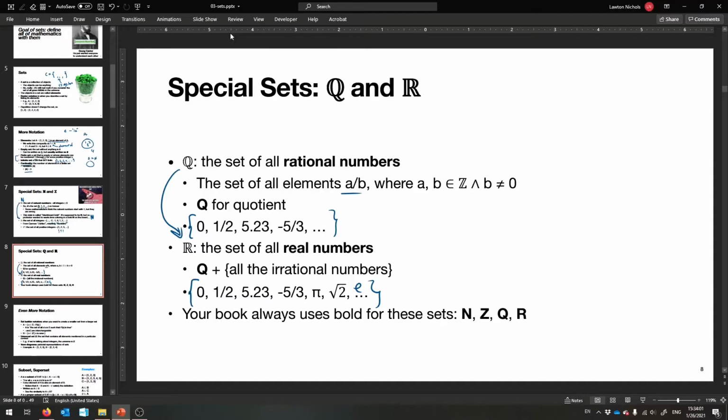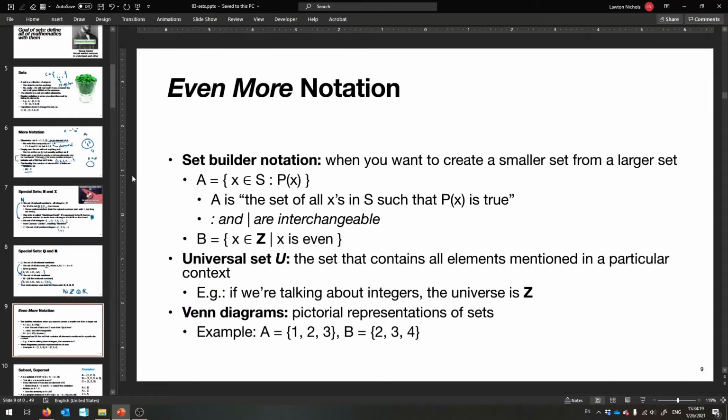Your book is always going to use bold because it's supposed to be bold, but I'm going to write N, Z, Q, and R, like that. That's how you write them. That's Blackboard Bold for you.